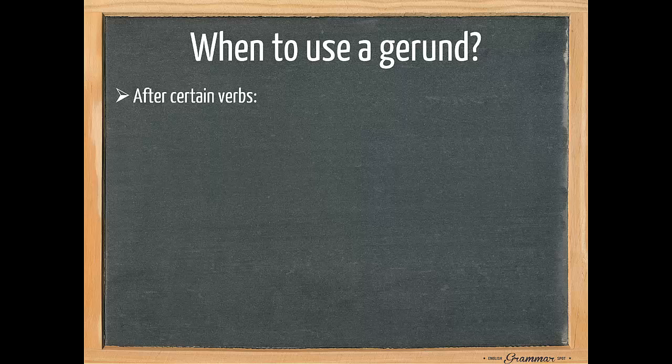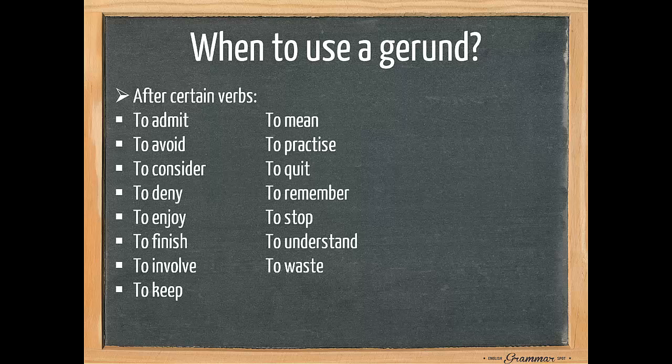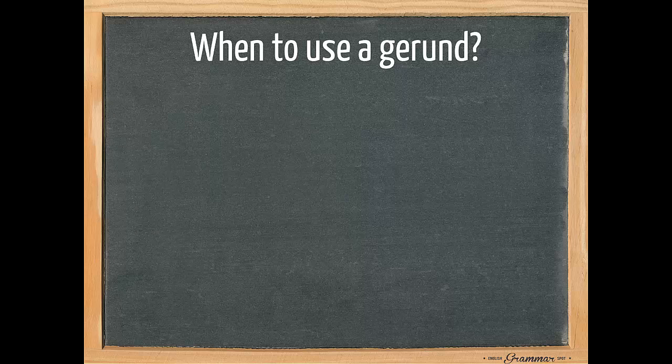We also use the gerund after certain verbs. So these are not all the verbs, but these are the most common ones. To admit, to avoid, to consider, to deny, to enjoy, to finish, to involve, to keep, to mean, to practice, to quit, to remember, to stop, to understand, and to waste. So, for instance, I have to admit going to the cinema is very nice.